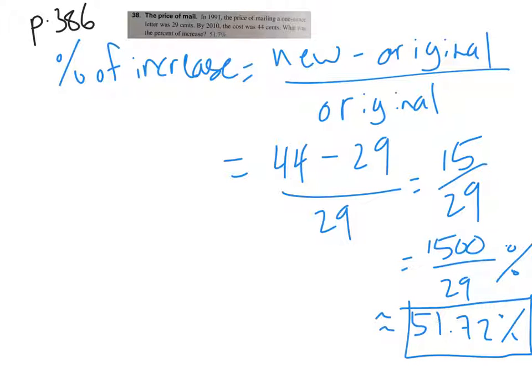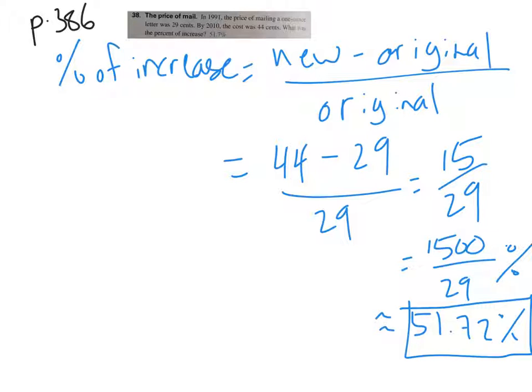That is the percent of increase. So what we're saying is when the price went from 29 to 44 over these 19 years or so, it increased by about 51%. What that means is that it increased by a little bit more than half, right? So if you think about it, 29 is about 30, half of 30 is 15, and see how when we go from 44 to 29, that's a jump of 15 cents. So that's what they're saying.